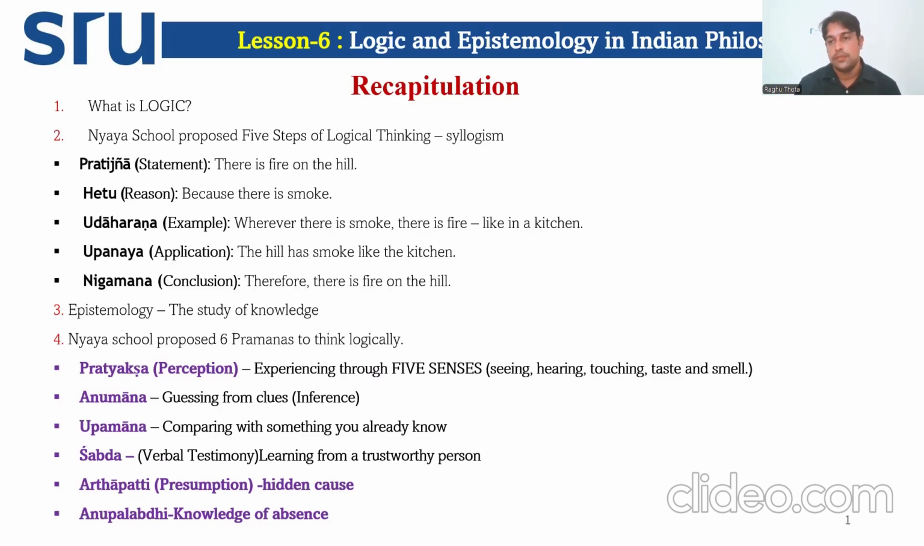Anupalabdhi, knowledge of absence. For example, you want to meet your teacher in the staff room, but generally the teacher's articles or things would be there on the table, but they were not there. They were absent. That means you're relating that absence to the teacher's absence. So these things are not there on the table, so the teacher might be on leave today. So based on the absence of something, you can come to the conclusions. So these are all the different steps, which we call the 6 pramanas, that help us to come to the logical conclusion. So this is in brief about lesson number 6.